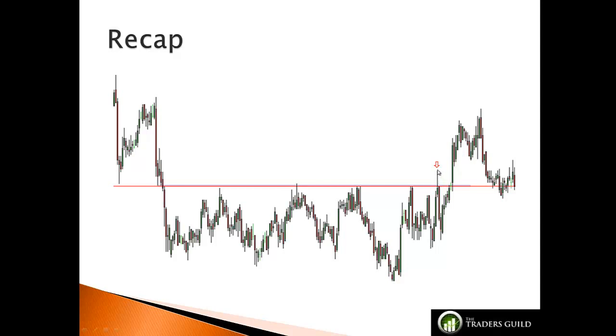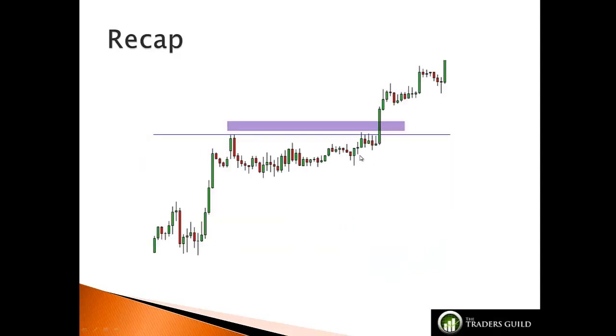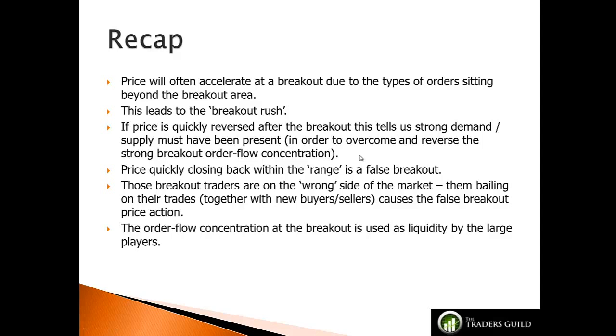So we can see that we had the breakout rush, and then price was quickly rejected. Strong selling came in, caused the close back below this SR, and that is the false breakout. And it is these breakout traders who are then caught on the wrong side of the market. So therefore they are looking to bail out by exiting their trades, and exiting from long trades is placing short orders. It's those orders, that order flow concentration, combined with new sellers coming into the market in this case, that causes the good momentum move down after the false breakout setup is complete.